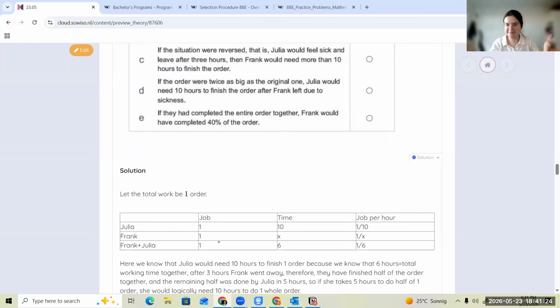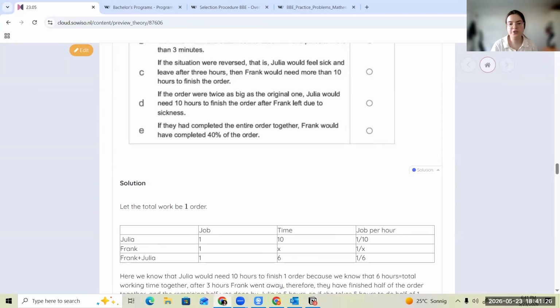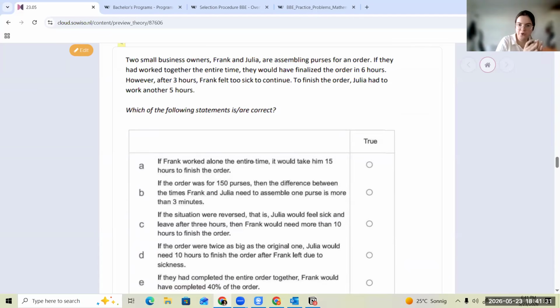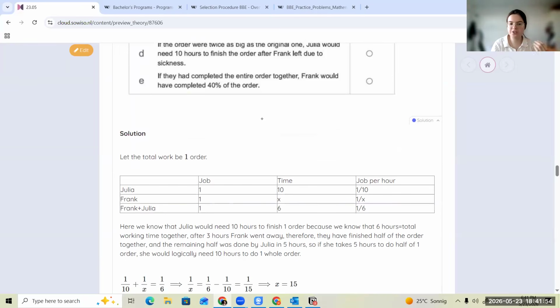Yeah, that makes sense. Then Julia, here we know that they worked together for 3 hours. So they finished half of an order. Then Julia had to work another 5 hours to finish the other half. So she finishes half of the order in 5 hours, meaning that she would need 10 hours to finish the entire order.